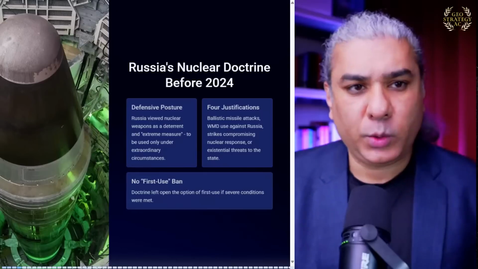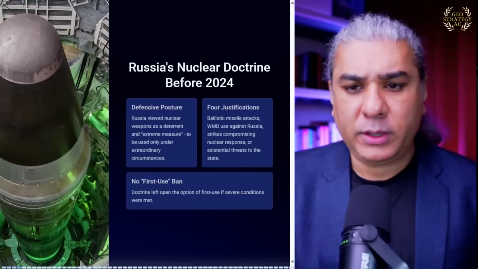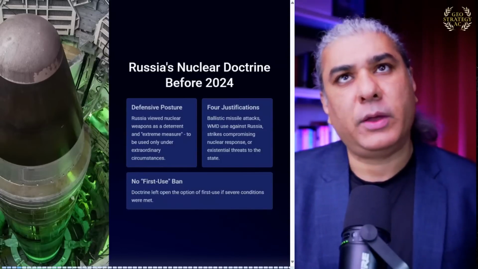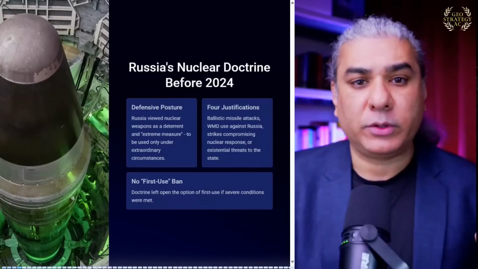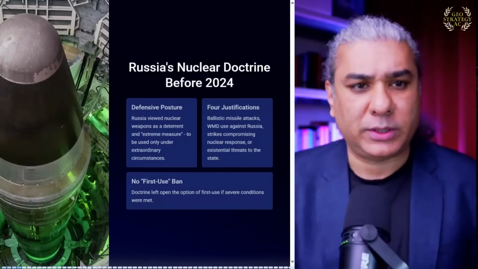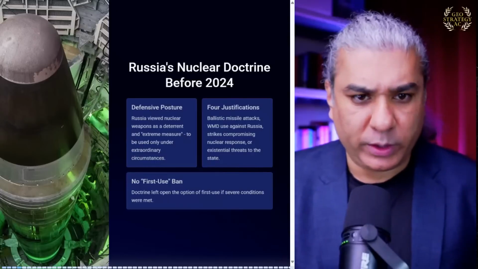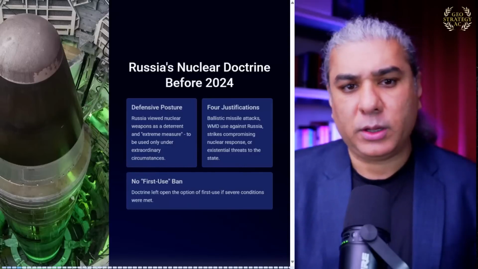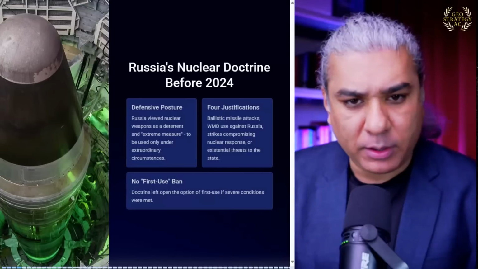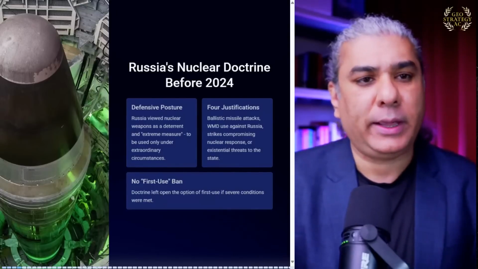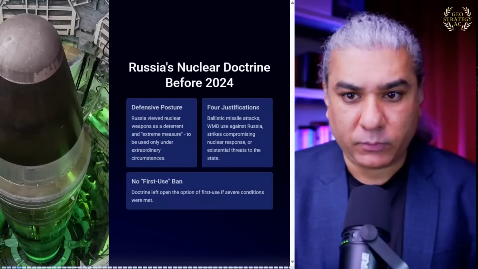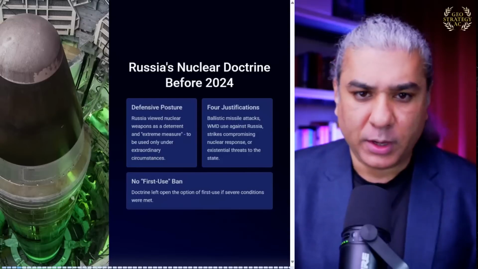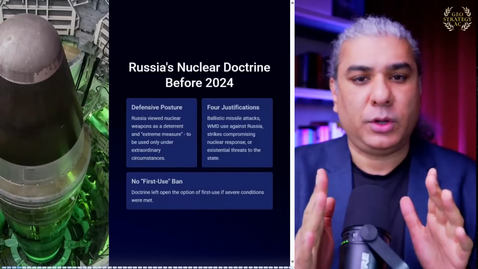So Russia has had a nuclear doctrine for decades. Before the year 2024, Russia had a different nuclear doctrine, and it's around November last year that its doctrine was changed. So let's take a look at what Russia's nuclear doctrine was like before November 2024. First of all, Russia's nuclear doctrine had a defensive posture. Russia viewed nuclear weapons as a deterrent and an extreme measure to be used only under extraordinary circumstances. So that was the first pillar, so to say, of Russia's nuclear doctrine before November last year. Then Russia had four justifications.